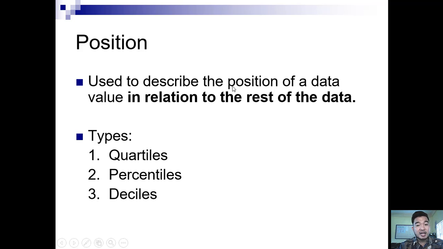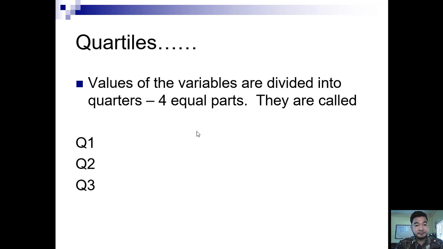Position is used to describe the position of a data value in relation to the rest of the data. So the different types, we have quartiles, percentiles, and deciles. Ito yung tatlong klase, no? Paano natin makikita ang position ng isang score or ng isang data in relation to the rest of other scores.